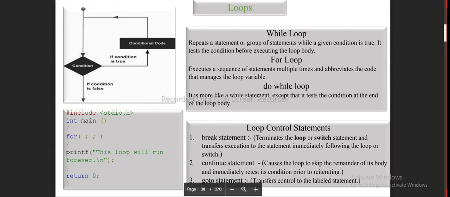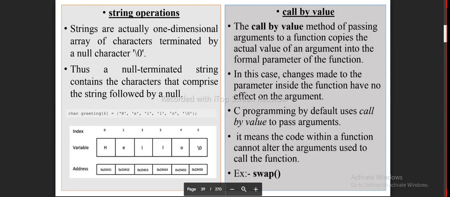#include <stdio.h>, int main. 4. printf("this loop will run forever\n"); return 0.